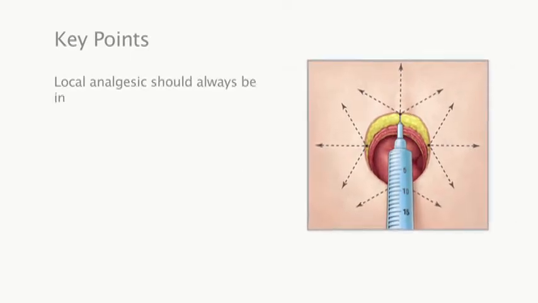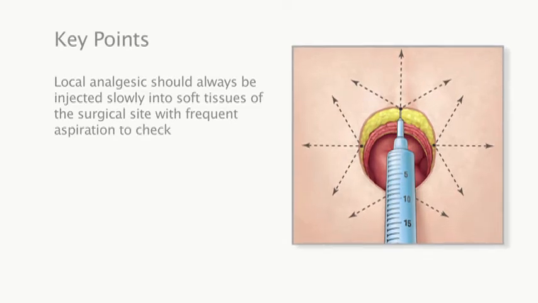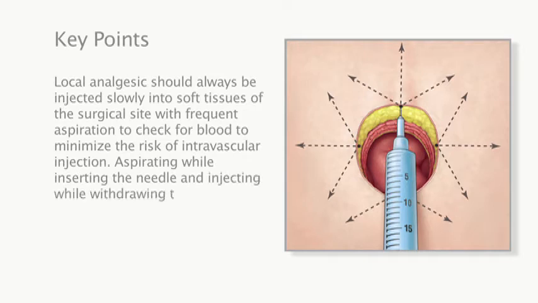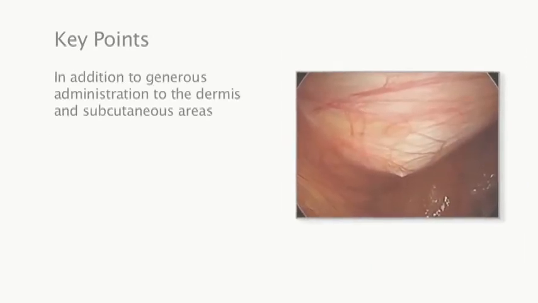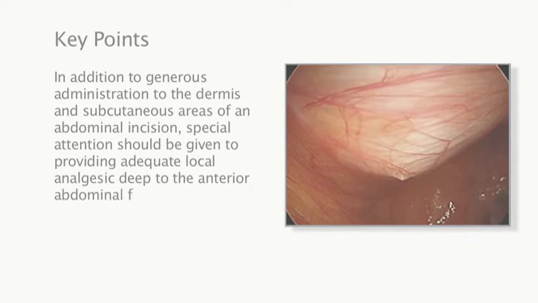Local analgesic should always be injected slowly into soft tissues of the surgical site, with frequent aspiration to check for blood to minimize the risk of intravascular injection. Aspirating while inserting the needle and injecting while withdrawing the needle further reduce risk. In addition to generous administration to the dermis and subcutaneous areas of an abdominal incision, special attention should be given to providing adequate local analgesic deep to the anterior abdominal fascia, where many myofascial nerve endings reside.